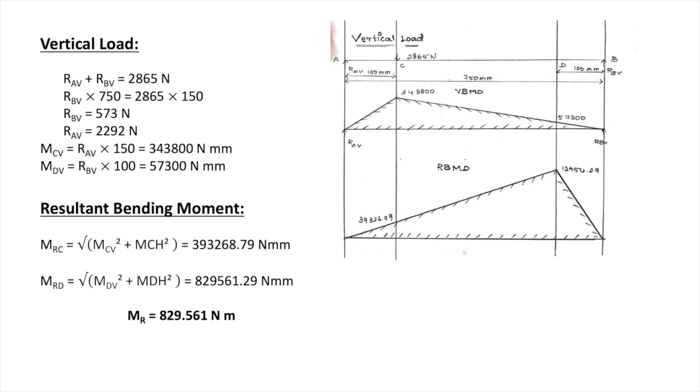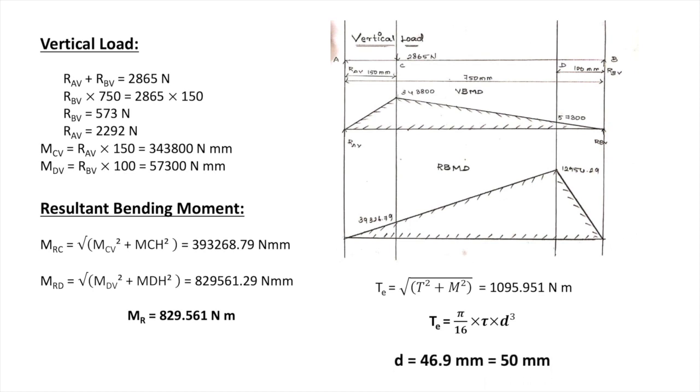So now the resultant moment is equal to 829.561 Newton meter. Moving on to the next step, we'll find the equivalent twisting moment using the formula, which is equal to 1095.951 Newton meter. And now ultimately finding out the diameter of the shaft. Since we know all the parameters, the equivalent twisting moment and also the allowable shear stress which is given in the question, we'll find the diameter of the shaft, which is going to be equal to 46.9 mm. So roughly this is going to be taken as 50 mm.